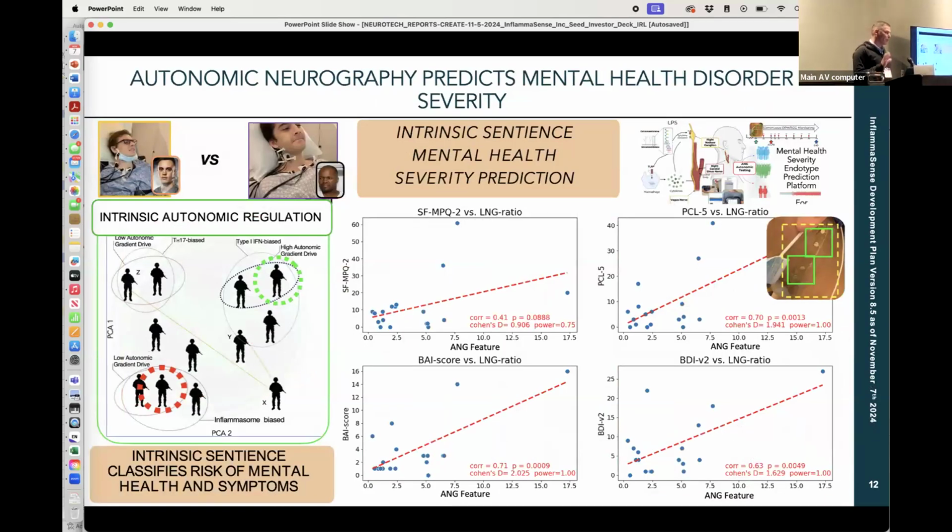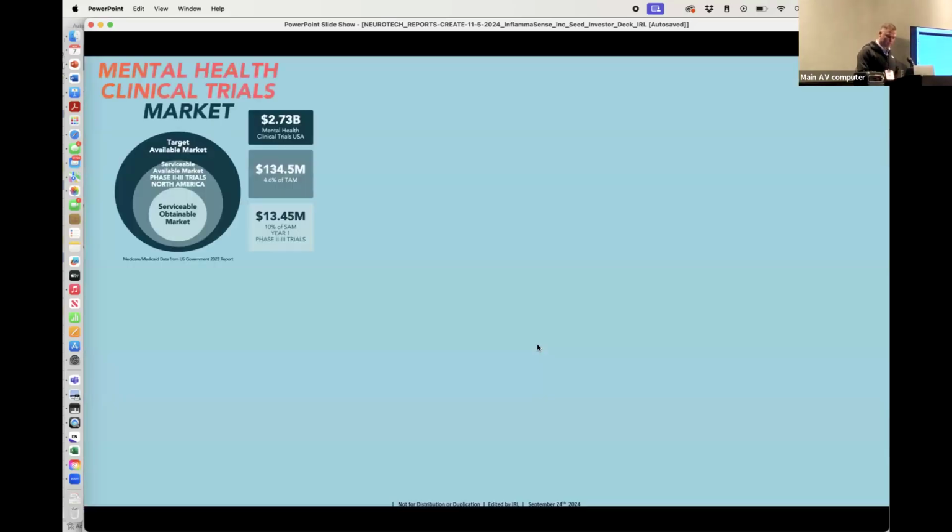And finally, we looked at the mental health side. They're, again, seemingly healthy individuals, but some of them did have PTSD, depression, and anxiety on their scores, right? So we looked at their neural firing, and we correlated that to their symptom scores for each of these mental health disorders, and we found very high correlations and very high effect sizes and power.